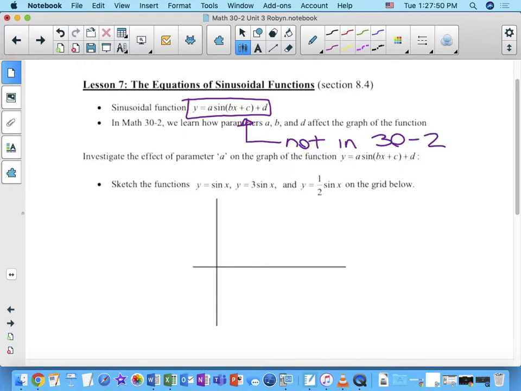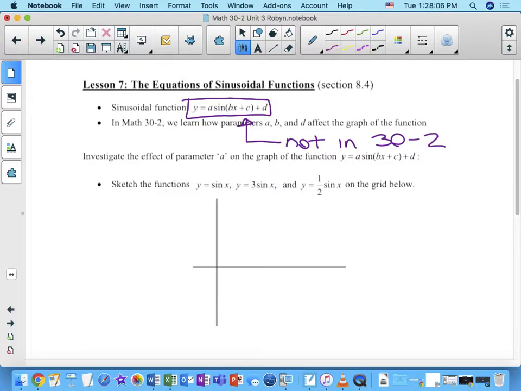Okay? Amplitude stretches it out vertically. We do need to know that. And then period stretches it out horizontally, because it makes the period longer or shorter if you stretch it horizontally. We do need to know that.